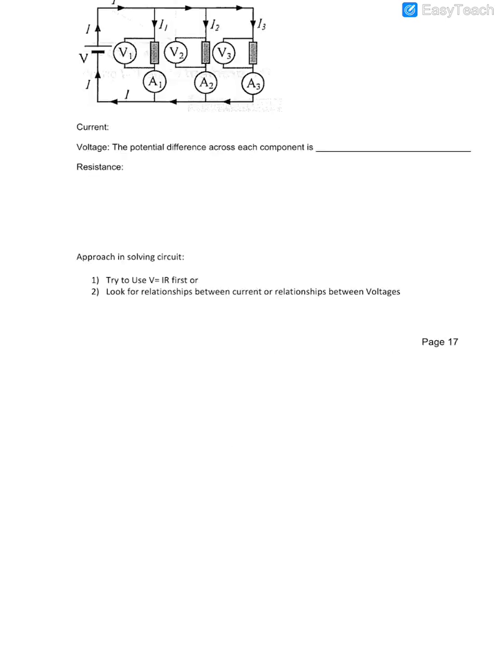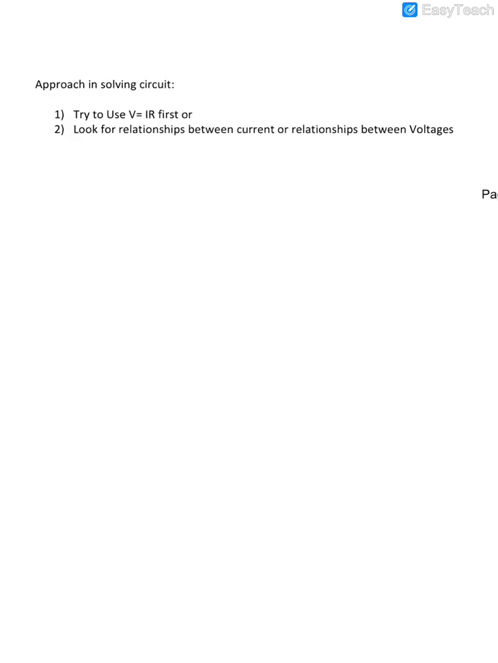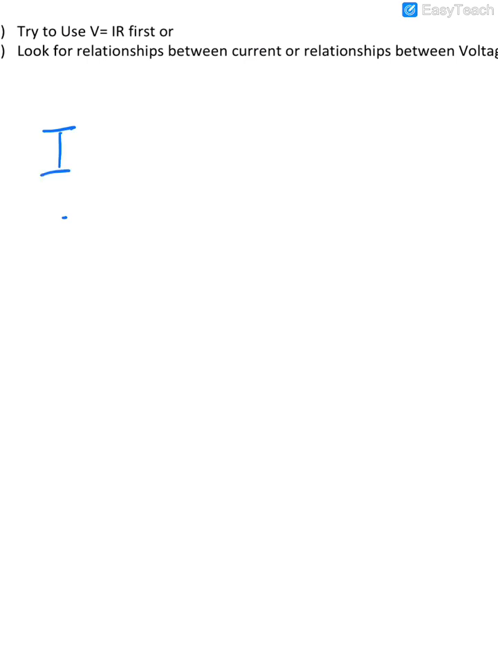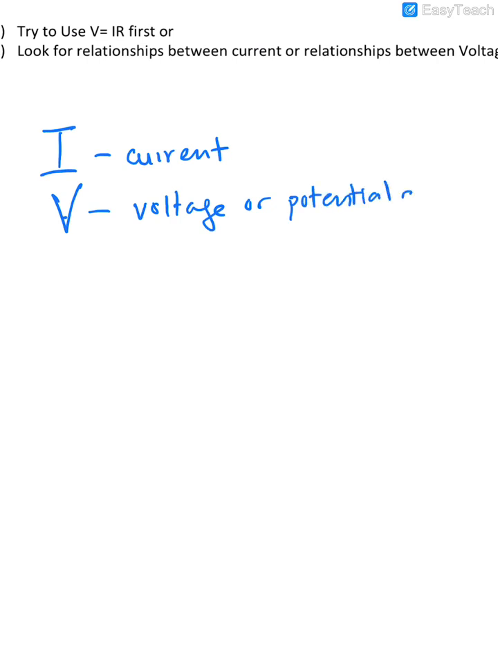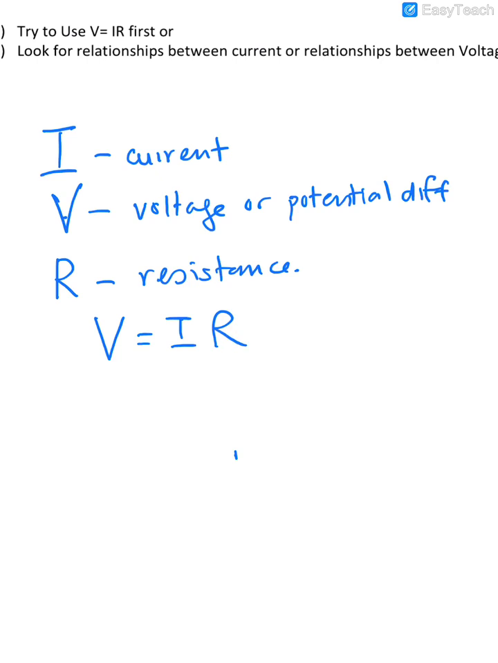Alright, so in electricity we often talk about current, which is I, and then V, which you normally call voltage, or you can also call it potential difference. And the third one will be R, resistance. These are the common quantities we use in this topic. And the most important formula, which I think most of you know, is V equals IR.